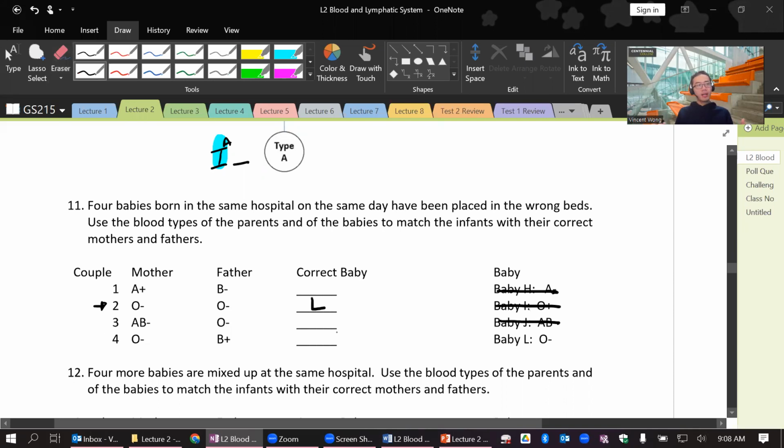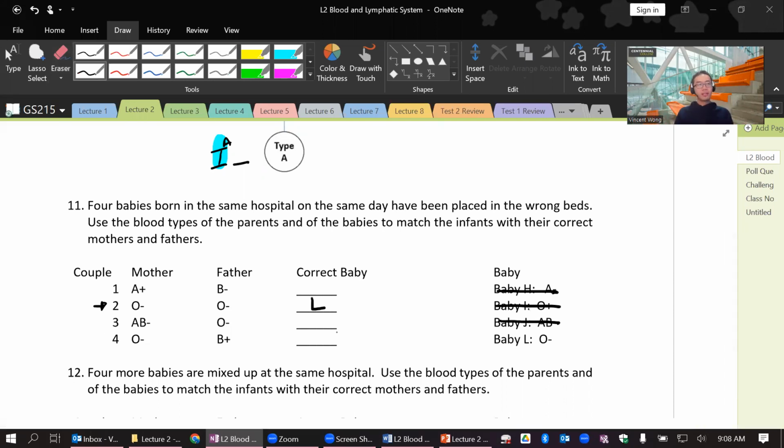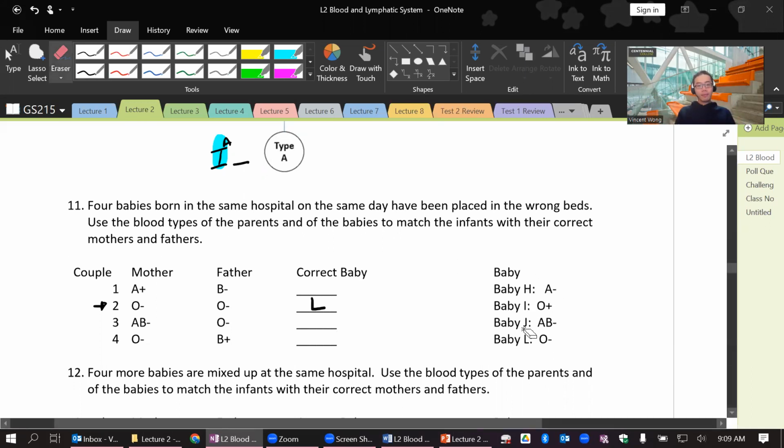Do you understand how I use the rules to solve this question? You don't have to draw the alleles. You don't have to do a Punnett square. Okay, so baby L is gone. Baby L went home. Good for it.